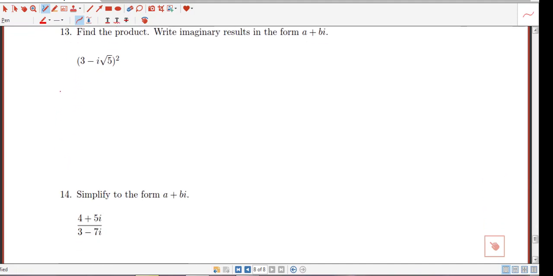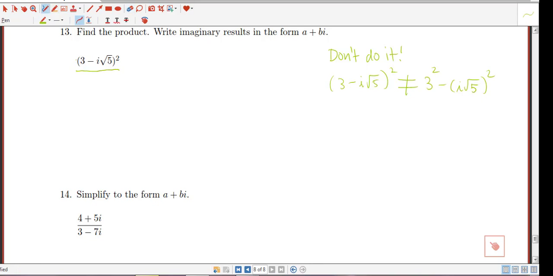Now let's do this one. Find the product. Write the imaginary result in the form a plus bi again. Oh, yes. This one is another common mistake. So here is what not to do. Don't do it. Okay, I know it's so tempting, but 3 minus i square root of 5, like that squared, does not equal 3 squared minus i square root of 5 squared. No, that's illegal math. Oh my gosh. Okay, so please don't do that.